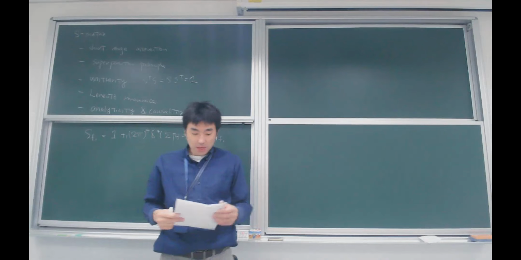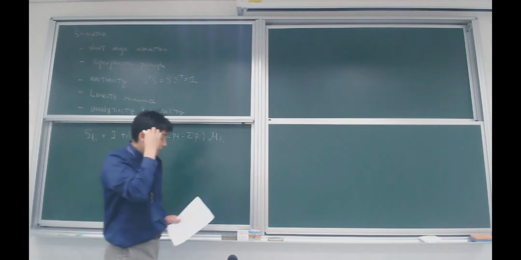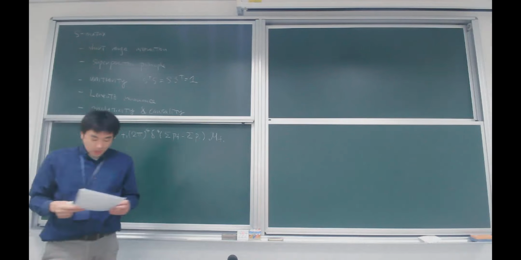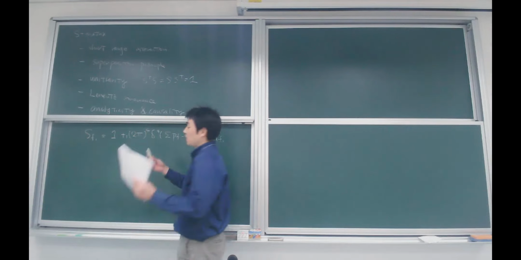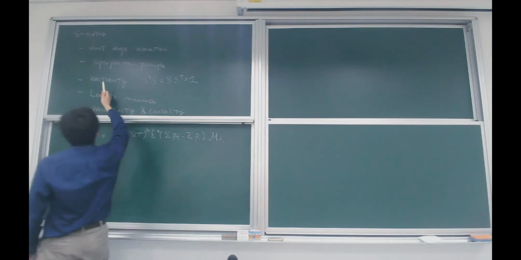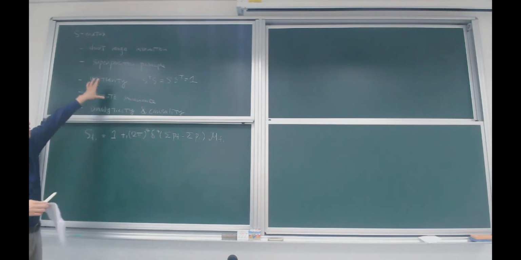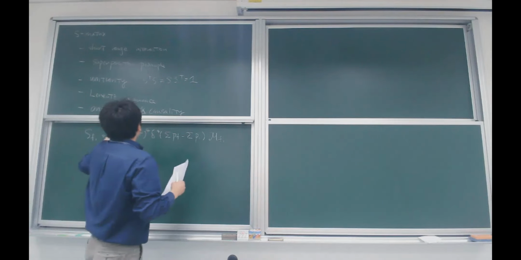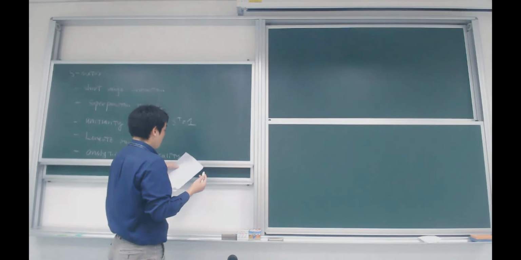Okay, last time we learned about the S matrix and the cross section, and the principles of the S matrix: short range interaction, superposition principle, unitarity. The important ones are unitarity and Lorentz invariance. We fully use these to determine the form of the S matrix.